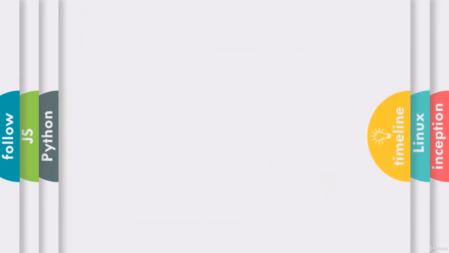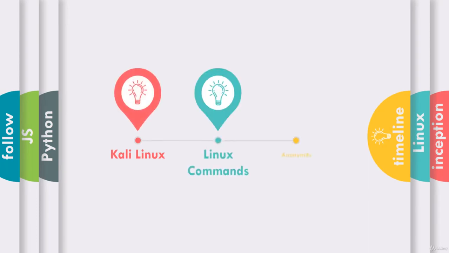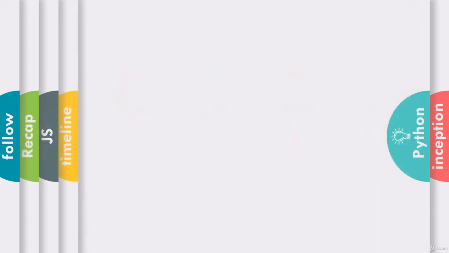After we complete it, we'll see the timeline that will cover the entire Kali Linux section. We'll also learn about the commands and how to remain anonymous with the help of VPN and proxy chains. After that, we'll jump to the Python lectures.